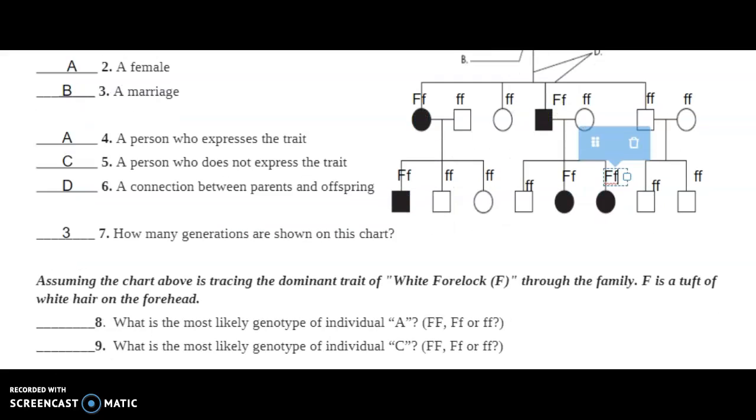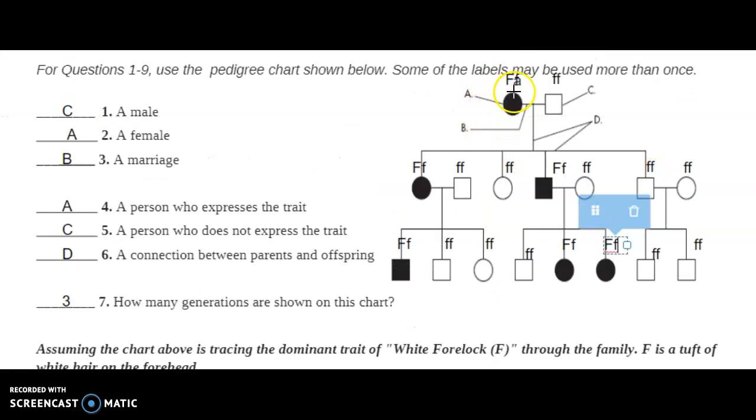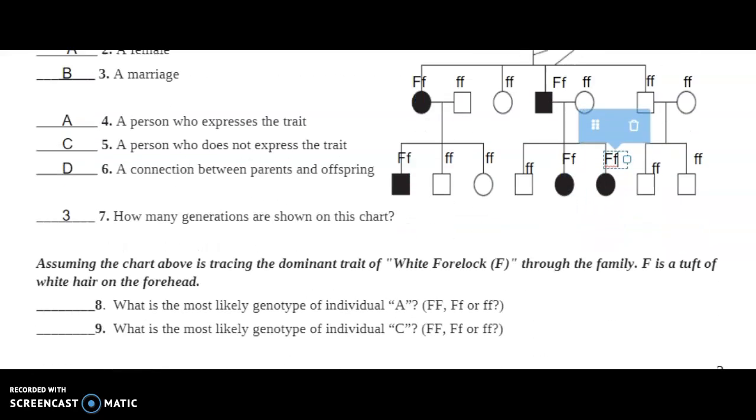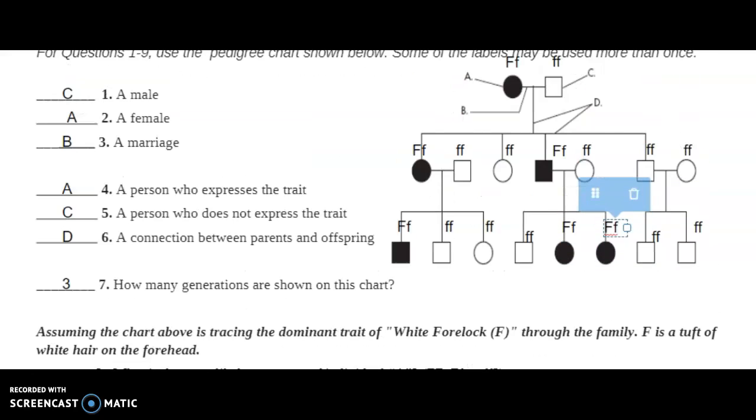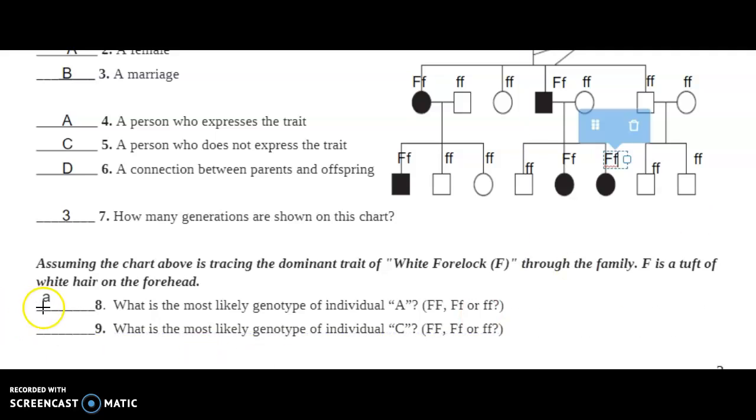Our next question says, what's the most likely genotype of individual A? Individual A was Mom here, so Mom was big F, little f. And then individual C was Dad, who's showing the recessive trait, so he had to be little f, little f. Big F, little f here, and little f here.